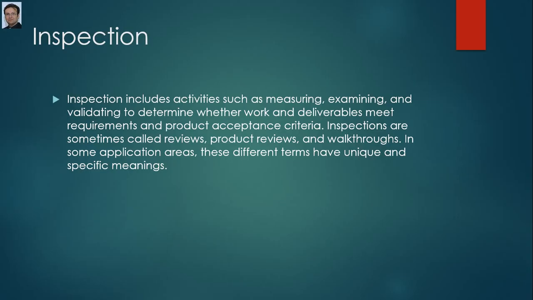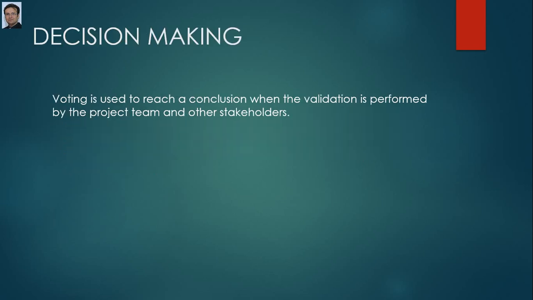Inspection includes activities such as measuring, examining, and validating to determine whether work and deliverables meet requirements and product acceptance criteria. Inspections are sometimes called reviews, product reviews, or walkthroughs. In some application areas, these different terms have unique and specific meanings. Another tool and technique is voting, which is used to reach a conclusion when the validation is performed by the project team and other stakeholders.